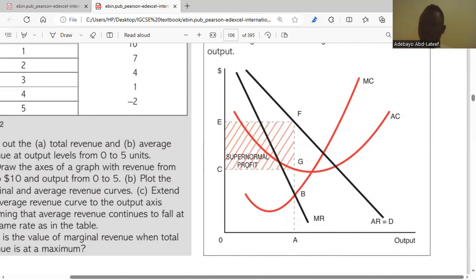At that point in time, how is it going to be able to make a supernormal profit? It will be able to make a supernormal profit because the average revenue is more than the average cost. So look at the average revenue curve here. This is the average revenue curve. The average revenue curve is higher than the average cost. So the average cost is below the average revenue. This is when a monopolist is making a supernormal profit.